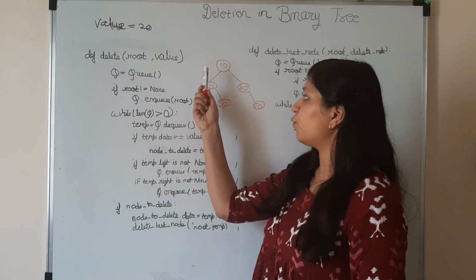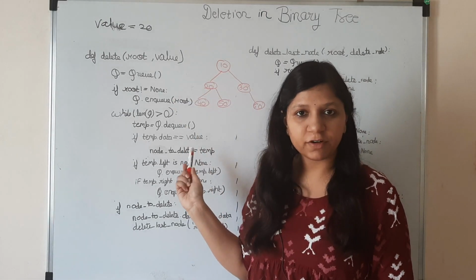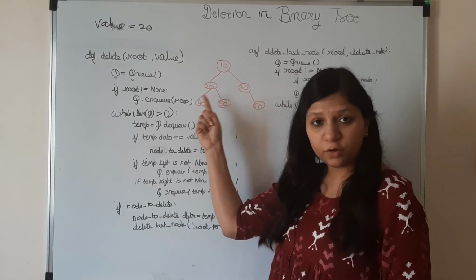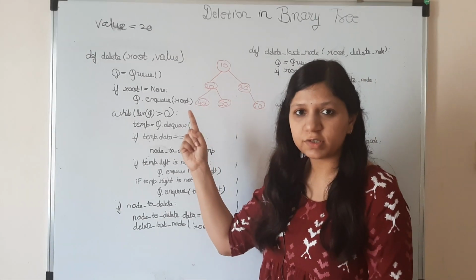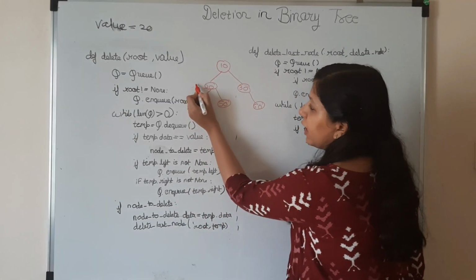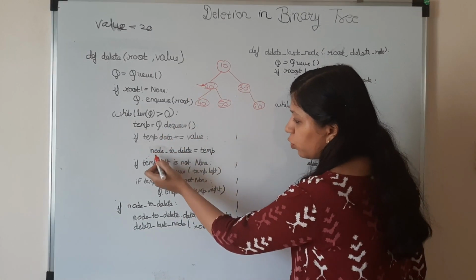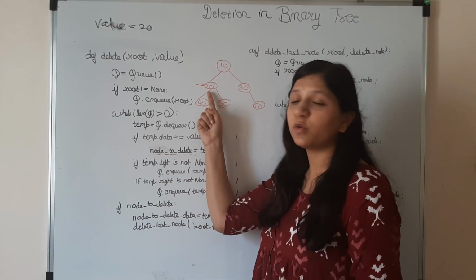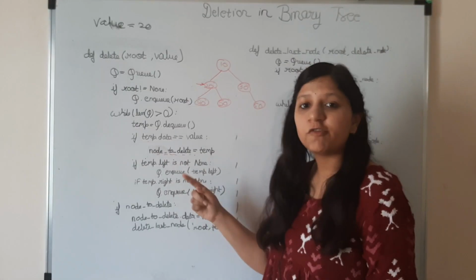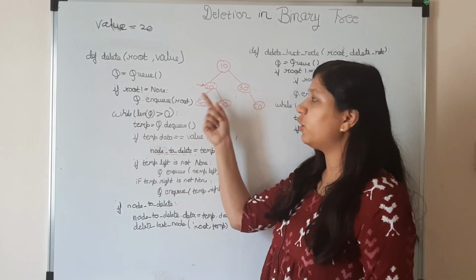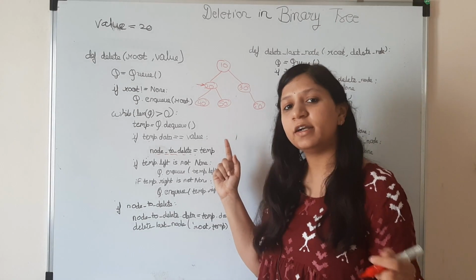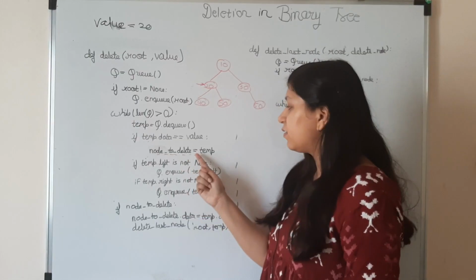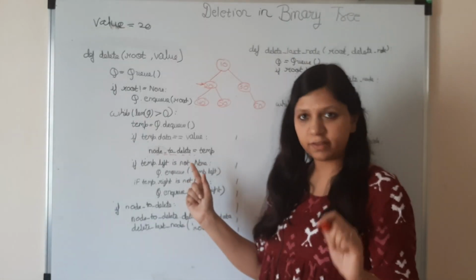So the first thing we need to do is a level order traversal, and in the level order traversal we need to find two things. Firstly, a node which has the value that is supposed to be deleted. This is that node, and I'll call it node to delete. So I need the reference of this node 20 in node to delete. For that, I'll do a level order traversal, and every time I'll check the data of that node. If it is equal to 20, I'll simply keep its reference in node to delete. This is the first thing.